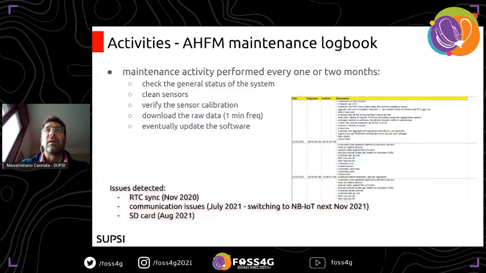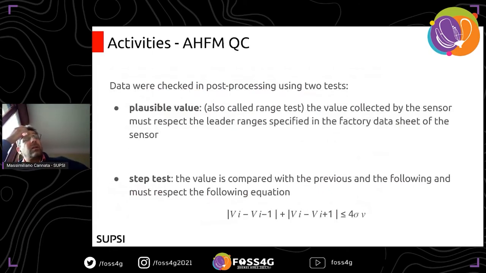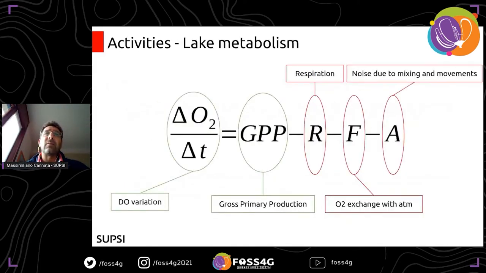So everything is open. Together with the deployment, we started to keep a maintenance logbook, because one of the things that we want to see is how the system works after running in production. Does it break often? Do we lose data? How does the system perform? We had some small issues, but so far we are quite happy with the system. We are collecting a good number of values. We did some quality control in post-processing using two tests, a plausible value test and a step test, to verify that the data makes sense.